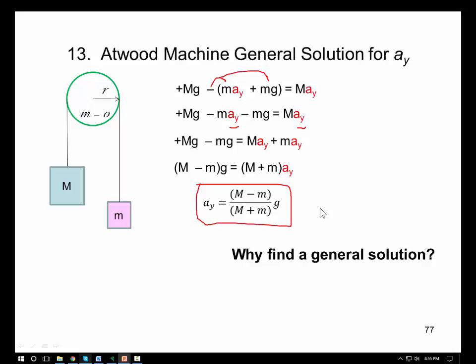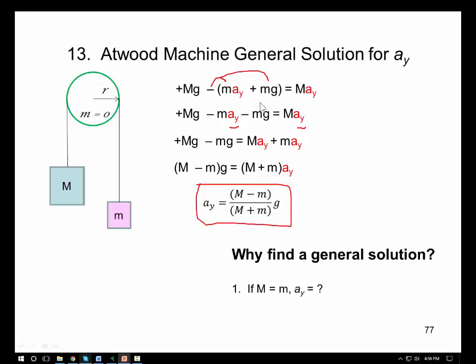So why find a general solution? Well, the general solution allows us to see that our acceleration in the y direction is directly proportional to gravity. And here's our constant of proportionality. We've got a simple ratio of the difference of our masses over the sum of the masses. That allows us to answer some simple questions like this.